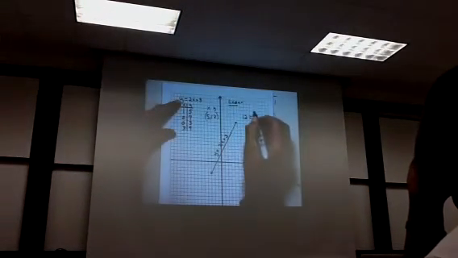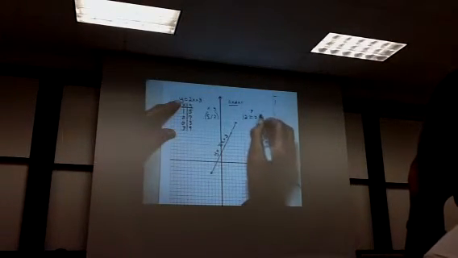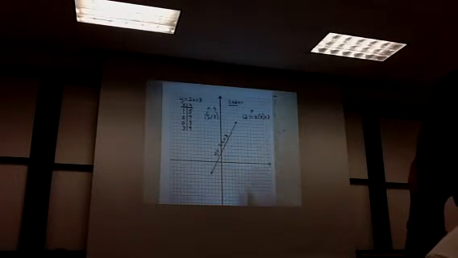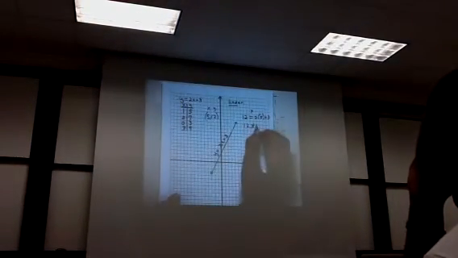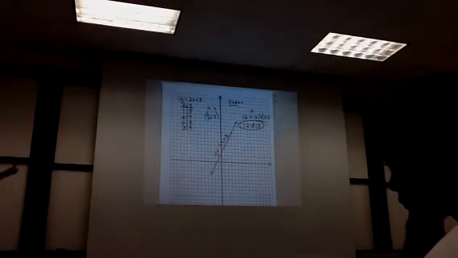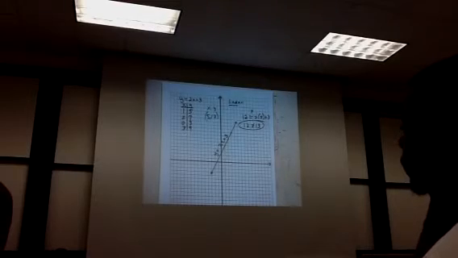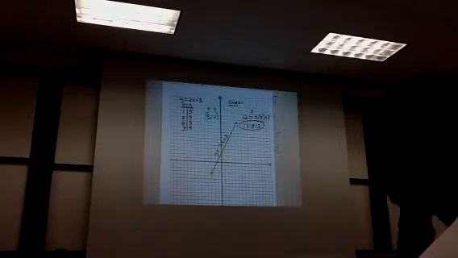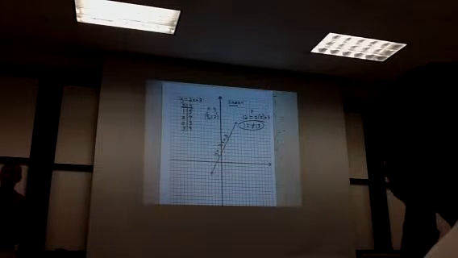12, does that equal 2 times 5 plus 3? Well, does it? No, it doesn't. So if I get a false statement, what do I know about the point 5, 12? Not on the graph, not on the line. Okay. So you're going to have opportunity to do that multiple times.